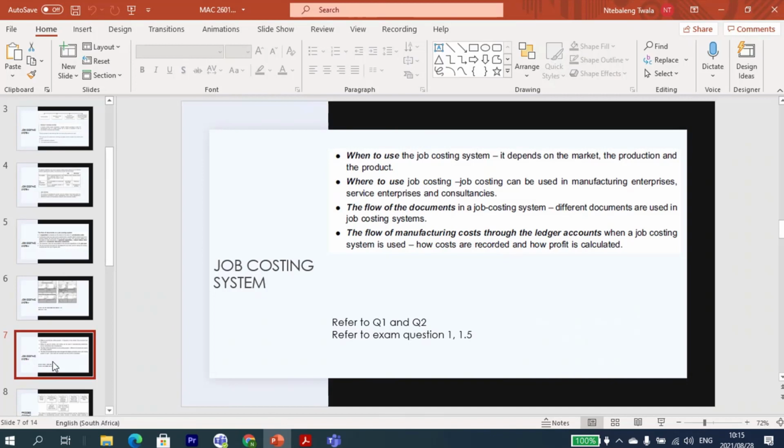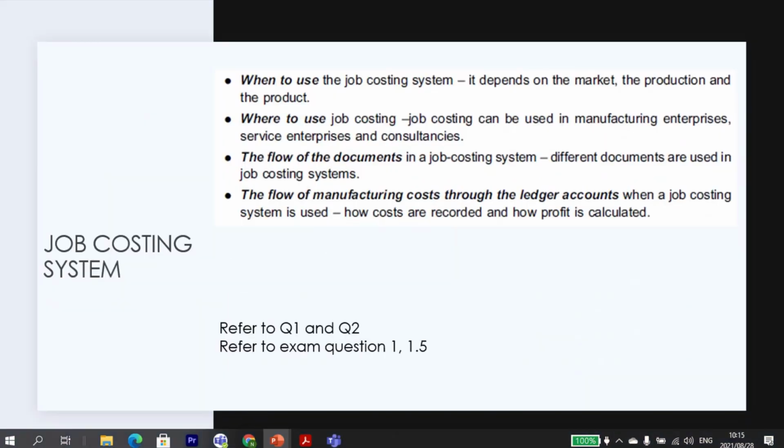The only thing is that now, with job costing, you are allocating costs specifically to that product that we produced. But if you look at it, there's nothing foreign from what we know. It's just to say that you are specifically allocating this cost to this specific product or job.